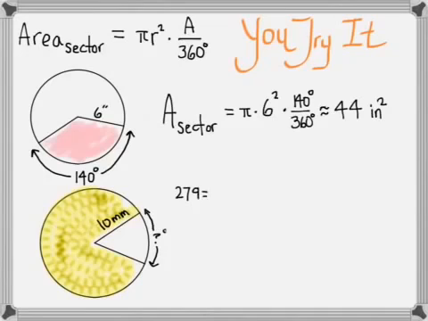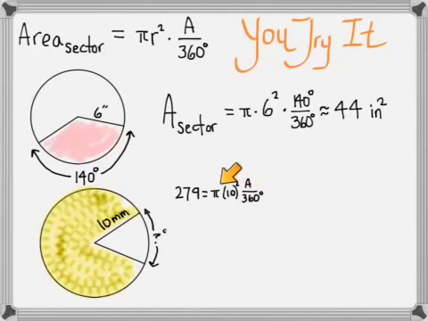Second one's a little trickier. I told you the area is 279, so that's the area of the sector. And then I have the other side of the formula, pi r squared times A over 360. So that's what I write. I know the radius. The radius is 10. So there's pi r squared, pi times 10 squared. I don't know the A. The angle for that sector is unknown to me. So I have this equation I need to solve for A.